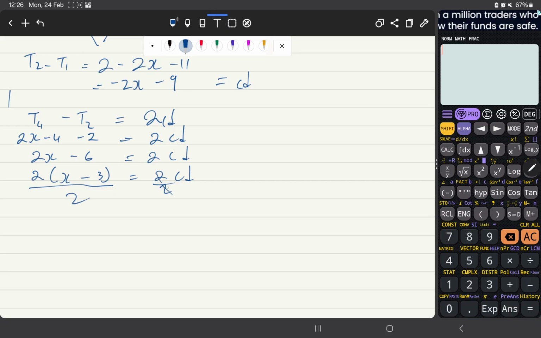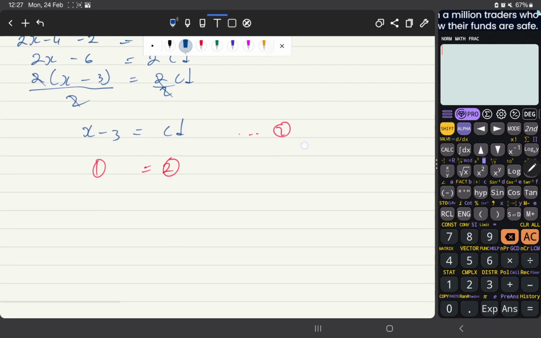I'm getting x minus 3 equals to CD. This is my CD and there is my other CD, so it's like I have 1 and I have 2. One thing I know is that 1 must be equal to 2. So back to the color.